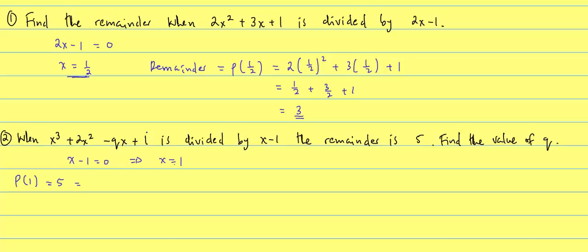Now if I go ahead and substitute this value of 1 into the polynomial, we will have 1 cubed plus 2 multiplied by 1 squared minus q multiplied by 1 plus 1. Now when we solve this, we'll have 5 is equal to 1 cubed, which is 1, plus 2 plus 1 minus q. Now this is going to be equal to 4, so 5 minus 4 is equal to positive 1, which is equal to negative q. So q will be equal to negative 1.